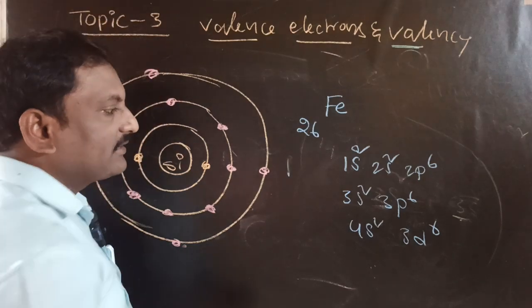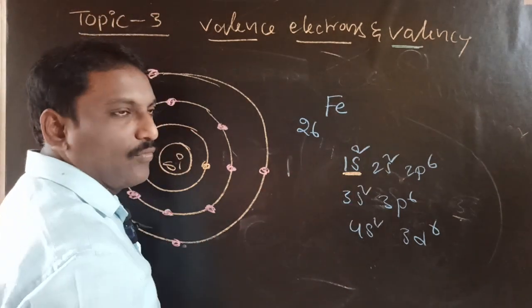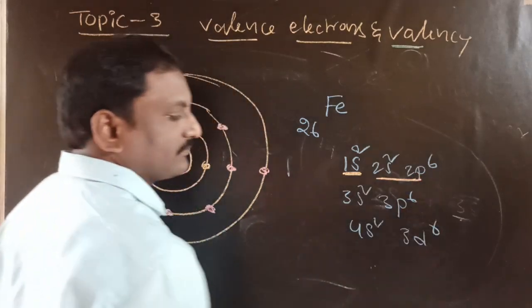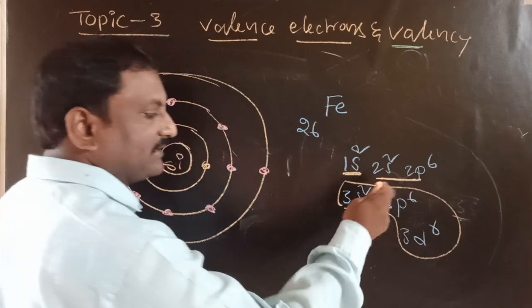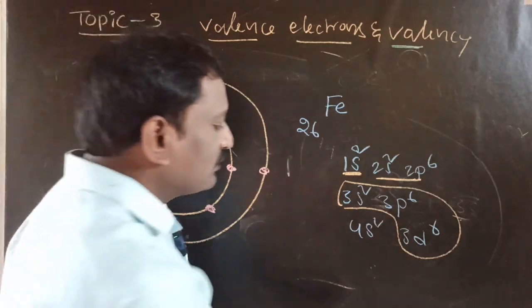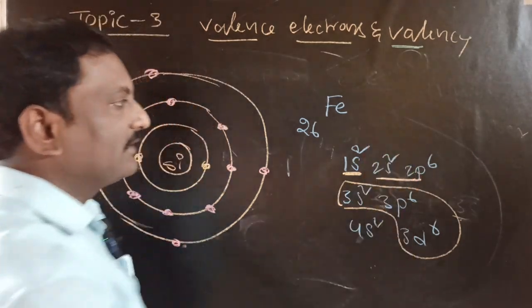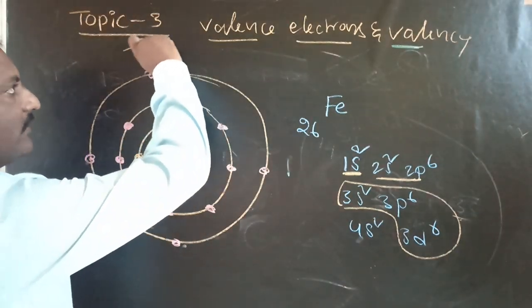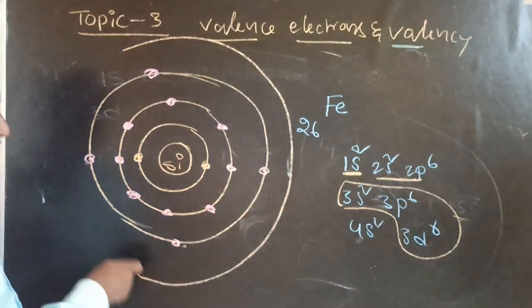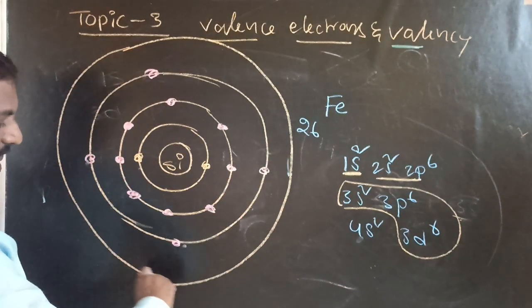So how many shells are there in iron? First shell 1. This is the second shell. So these three belong to the third shell. 3s, 3p, 3d belong to the third shell. So the fourth shell. 4 shells are there in iron. 1, 2, 3, and one more shell we require. It will be the fourth shell.